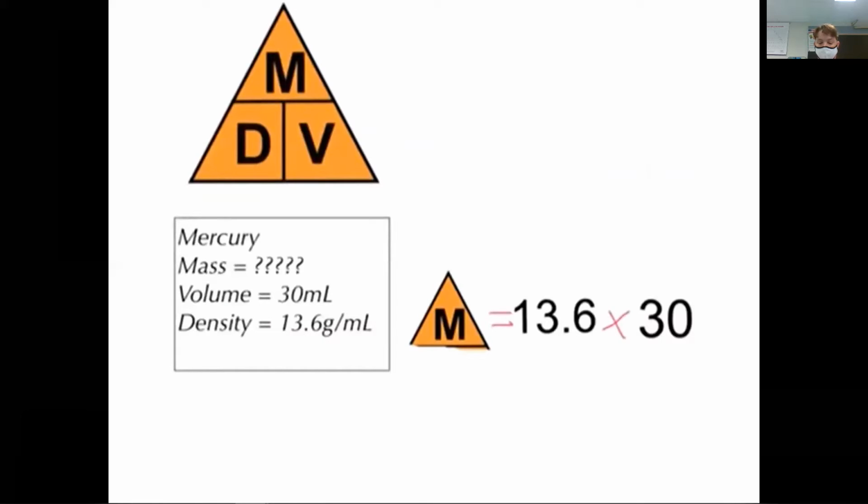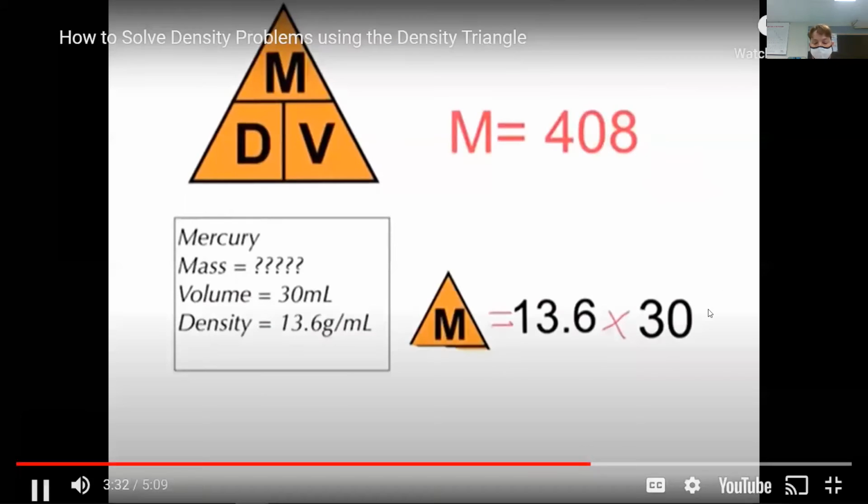So mass equals 408. But we still need units, and because mass is often written in grams, we can write 408 grams. Okay, so here again, she's saying mass is often written in grams. Remember, that could be kilograms, milligrams. Okay, so again, you can't assume. This time she did give us a density unit.